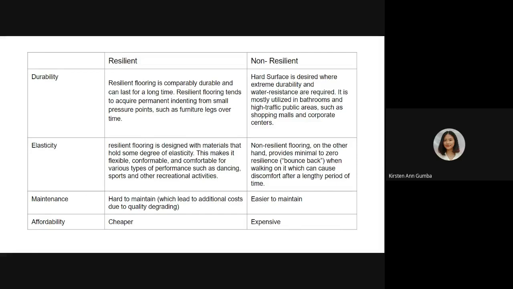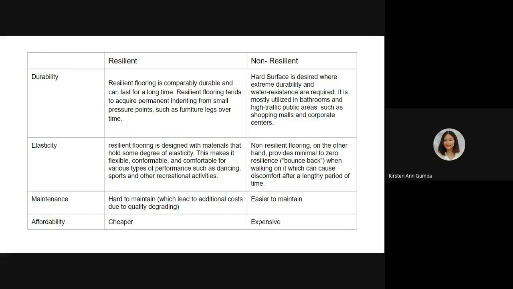For elasticity, resilient flooring is designed with materials that hold some degree of elasticity. Like I said previously, these materials are flexible, conformable, and comfortable, making them ideal for various types of performance such as dancing, sports, and other recreational activities. So this high degree of elasticity gives a nice cushion underfoot as well as increased sound absorption.